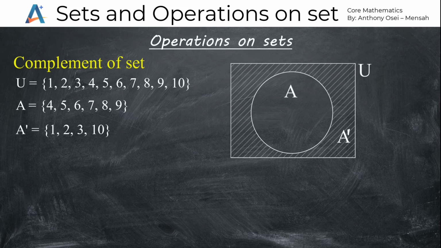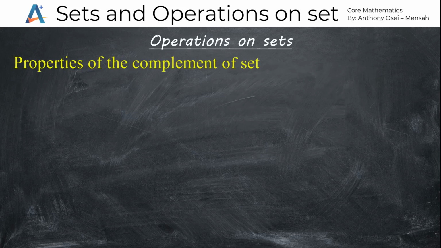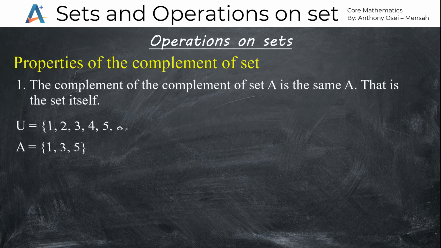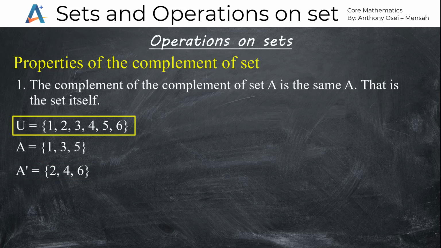At this stage, let us look at the properties or the characteristics or the behavior of complement of a particular set. Now the first property is that the complement of the complement of set A is the same set A. Let me explain it well. What I'm saying is, if you take the complement of a set and then its complement, then it is the same set. Let's take set A as an example. The complement of the set A's complement is still set A.